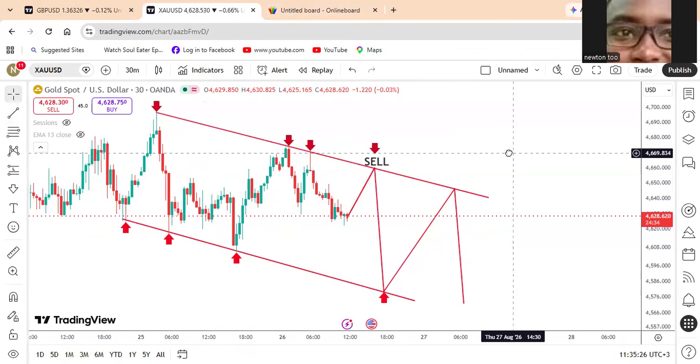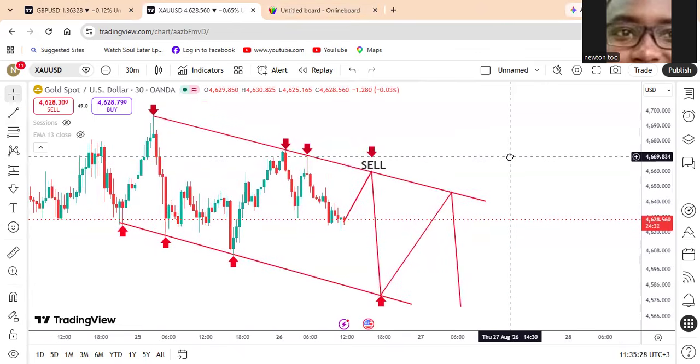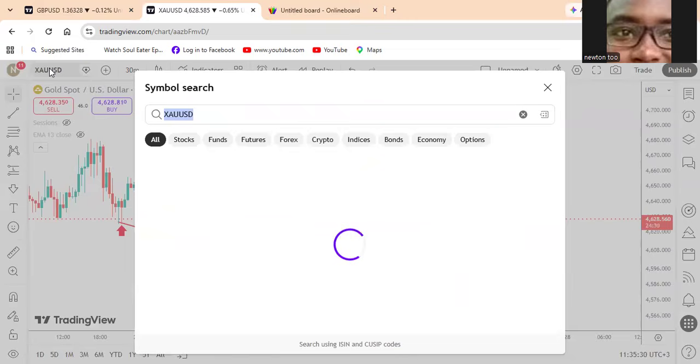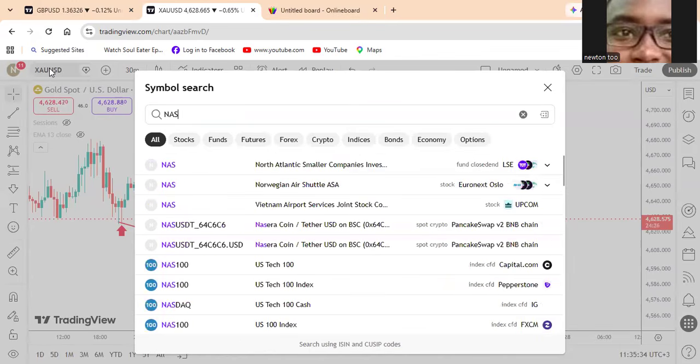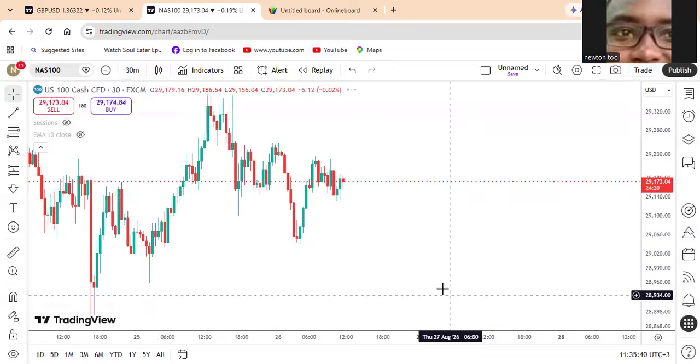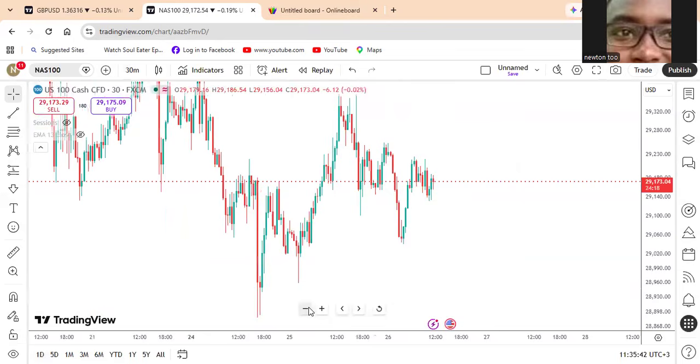Yeah, so this is what to expect on XAUUSD. So we can check Nasdaq. Let's check the Nasdaq market. How many are trading Nasdaq? Yeah, Nasdaq is one of the best markets in which you can trade also as a trader. So let me show you Nasdaq.